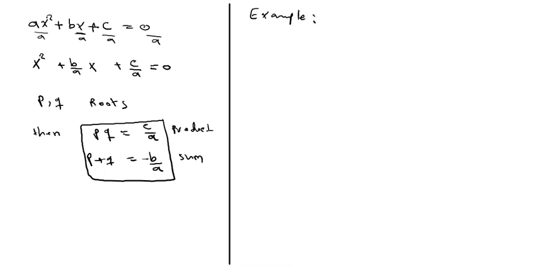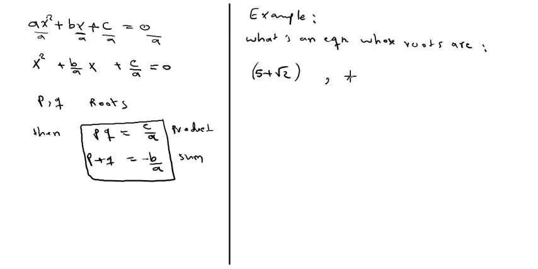For example, what is an equation whose roots are 5 plus square root of 2 and 5 minus square root of 2? These are the roots, I mean, this is Q and this is P. As the formula says, the sum of these roots equals minus b over a, and the product equals the constant term c over a.